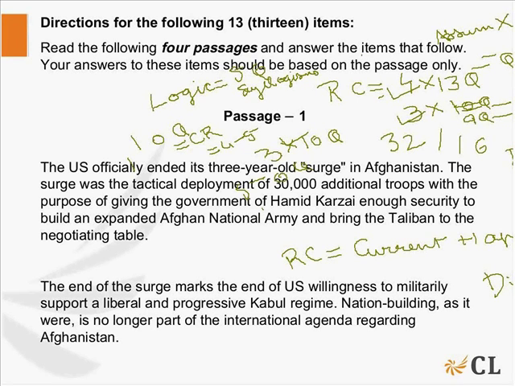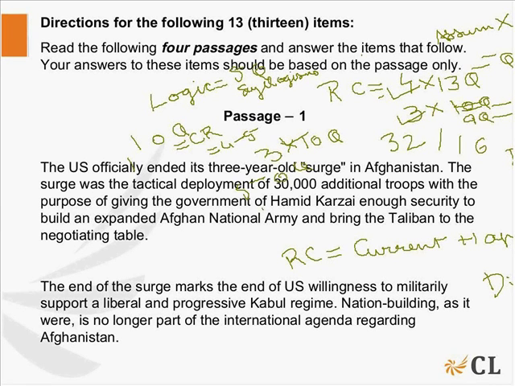So coming back to your first RC now, I believe all of you have read the RCs, because if I go on reading the RCs in the webinar, I think we'll continue till 12 o'clock in the night. So what was the crux of this RC? The crux of this RC was that the US is ending its 3-year-old surge, right?